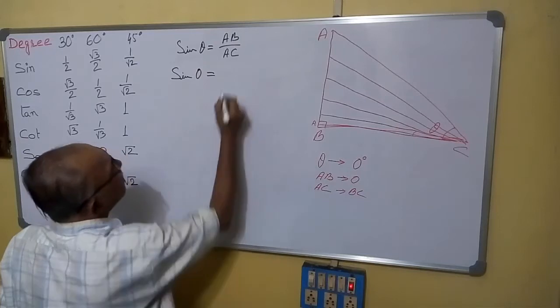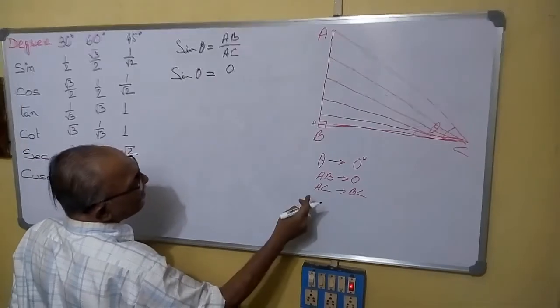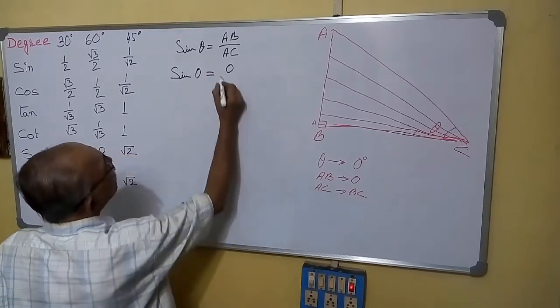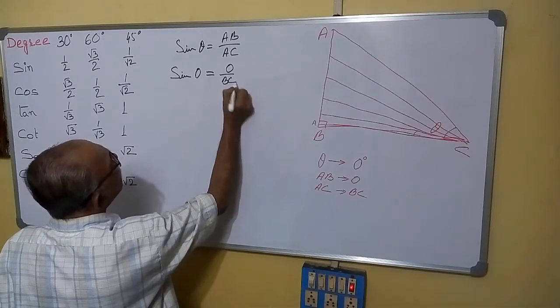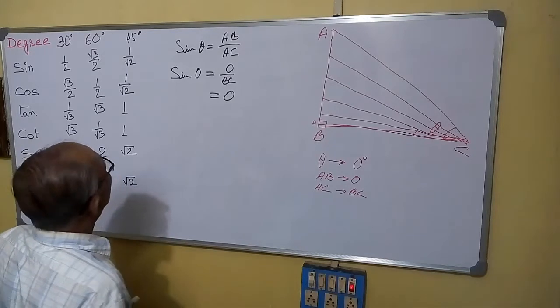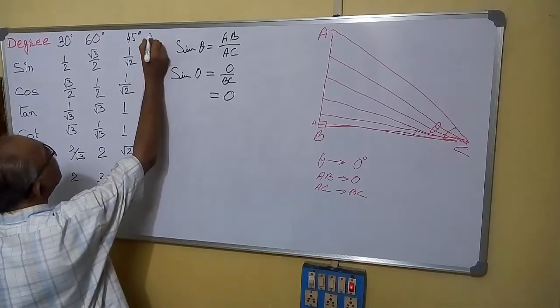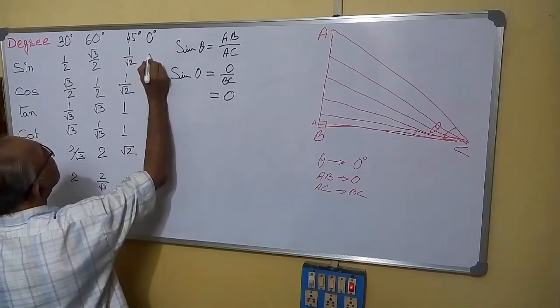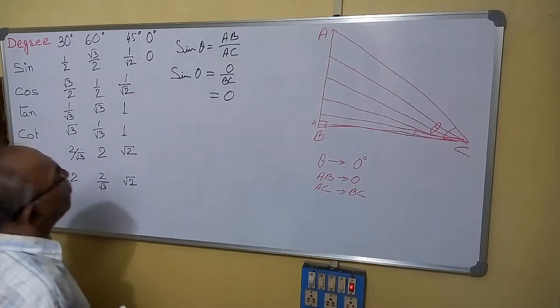What happens to AB? It becomes 0. What happens to AC? It is becoming BC, and 0 by anything is 0. So this is one: sin 0 degree. When we are saying 0 degree, sin 0 becomes 0.